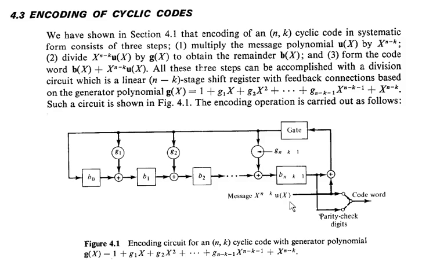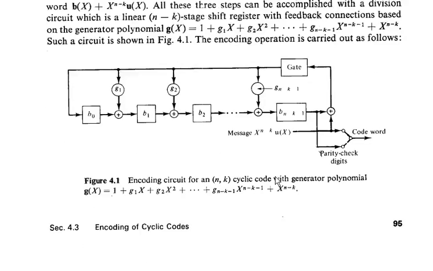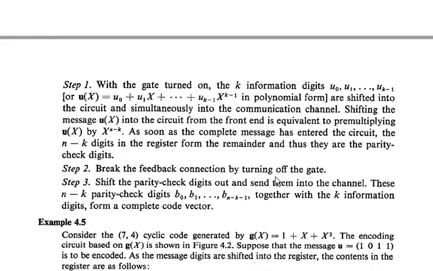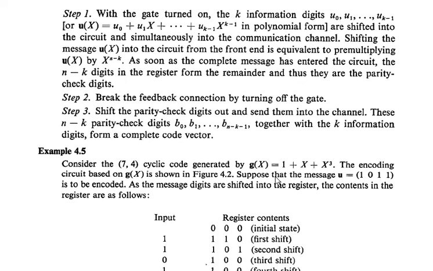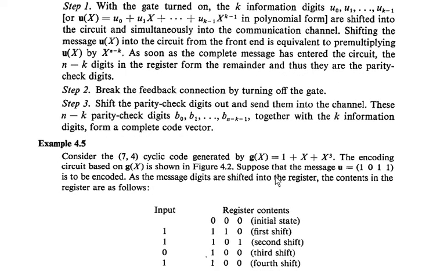So we can see the working of this figure. First, with the gate turned on, the k information digits u0, u1 up to uk minus 1, that is, u of x equal to u0 plus u1 x up to uk minus 1 x raised to k minus 1 in polynomial form, are shifted into the circuit and simultaneously into the communication channel.